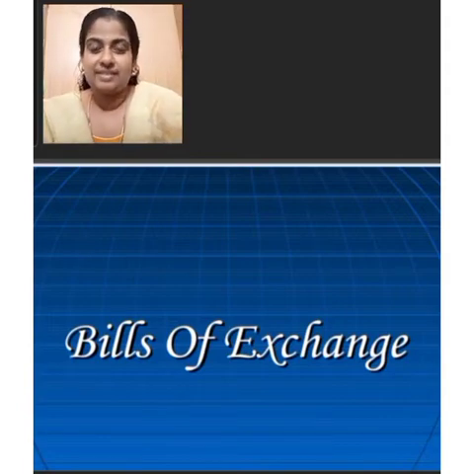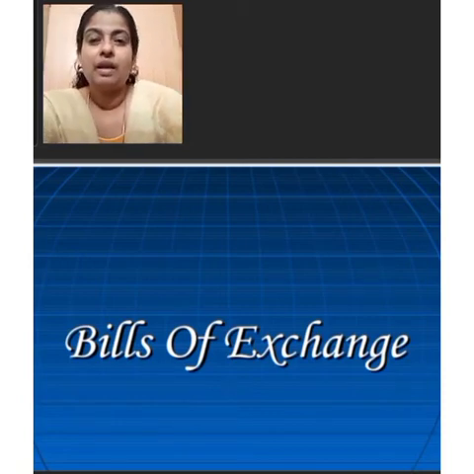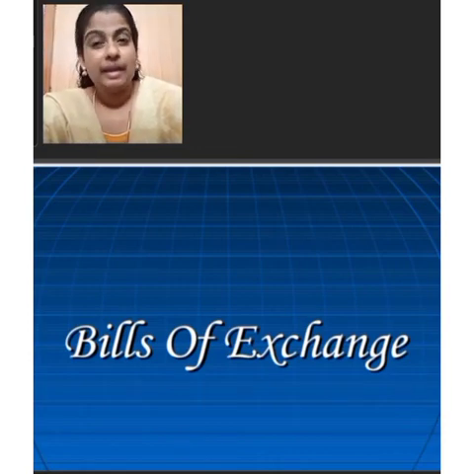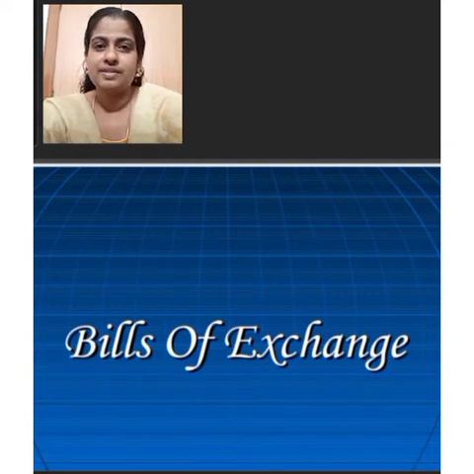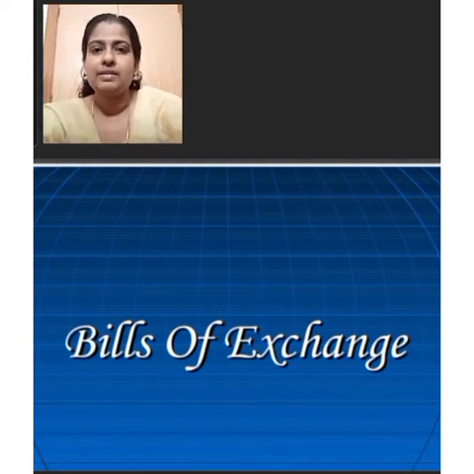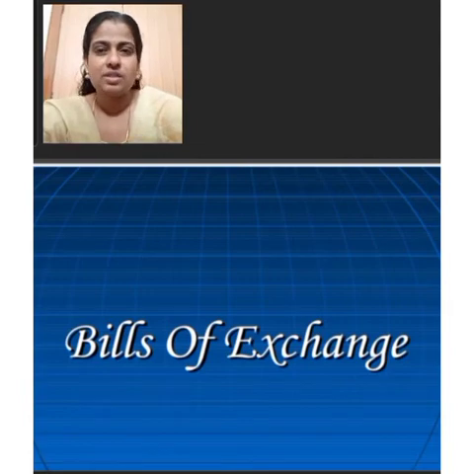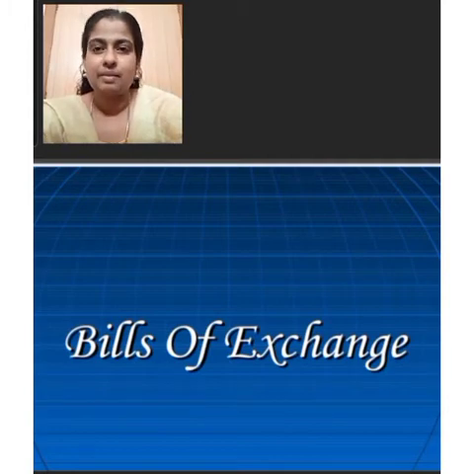Bill of exchange is a negotiable instrument. What is meant by negotiable instrument? Negotiable instrument is a combination of two words, negotiable meaning transferable and instrument meaning document. It is a written document, freely transferable, which entitles a person to a certain sum of money.